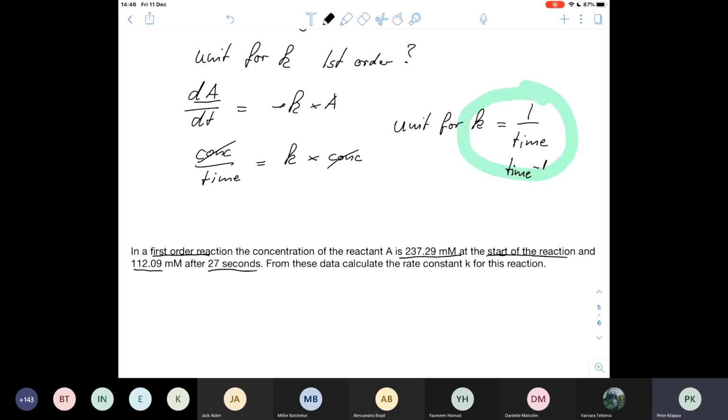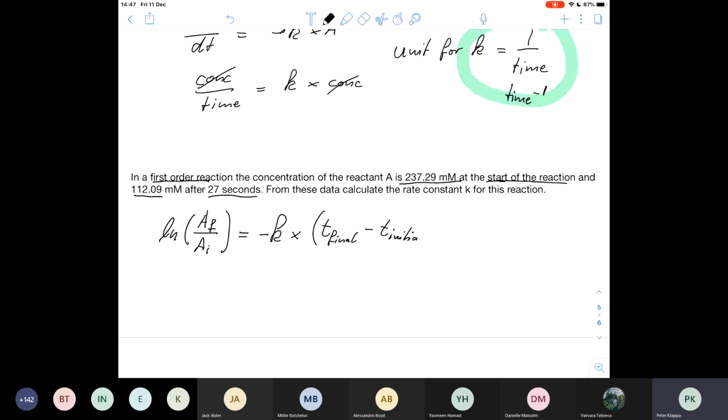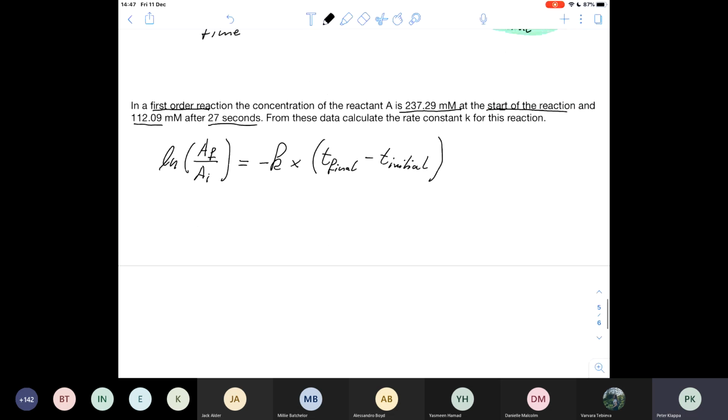So how are we going to do that? Now we know it is a first order reaction, so it's always a good thing to write down the equation: ln(A final / A initial) = -k (T final - T initial). That's our important equation, and what we are looking for is this k.